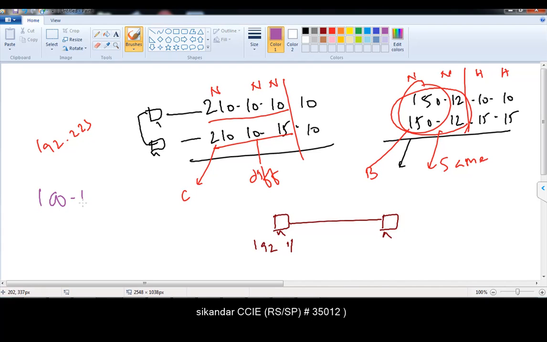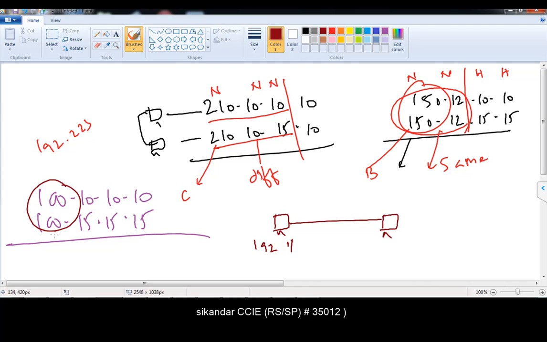I'll add one address, 100.10.10.10, and 100.15.15.15. Now the question is same. Do they belong to the same network or different networks? Identify the class. These two addresses belong to A class. In the A class there is only one network portion, and in order to be in the same network, that one portion has to be same. Which means they are on the same network and they can communicate with each other without any router.